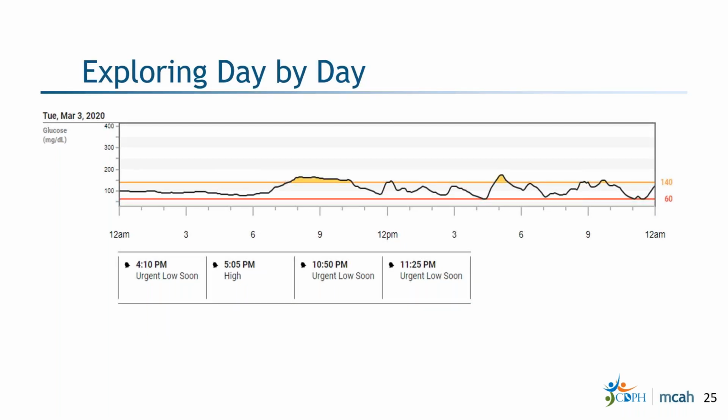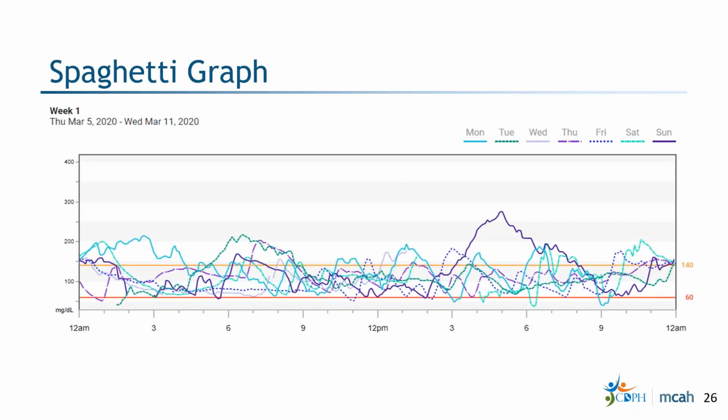Similarly, I can go ahead and look at another day and see what's happening. And on this day, again, I see that there are actually 3 urgent low soon alarms, and just one high alarm that went off as well. And so this would continue the conversation, as well as talking about some of the points, in terms of what was eaten, in terms of food, physical activity level, stress level this day, sleep quality, and certainly the insulin delivered is going to be really important.